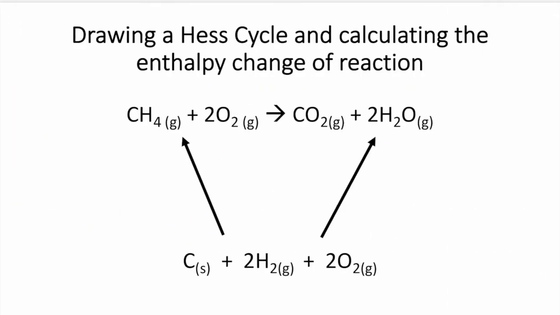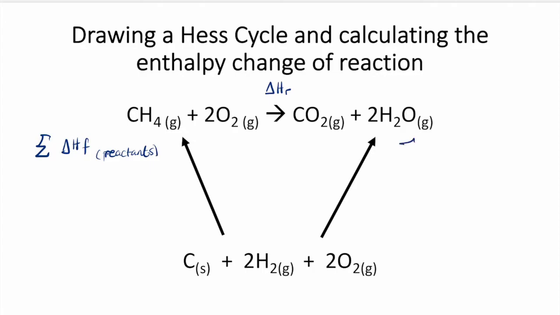So now if we want to put all of this together, how do we calculate the enthalpy change of reaction using a Hess cycle? So we are going to use the enthalpy change of formation of the products. So it's going to be the sum of the enthalpy change of formation of reactants.